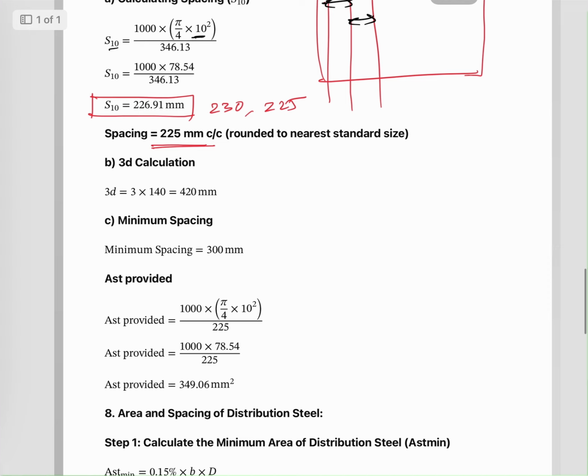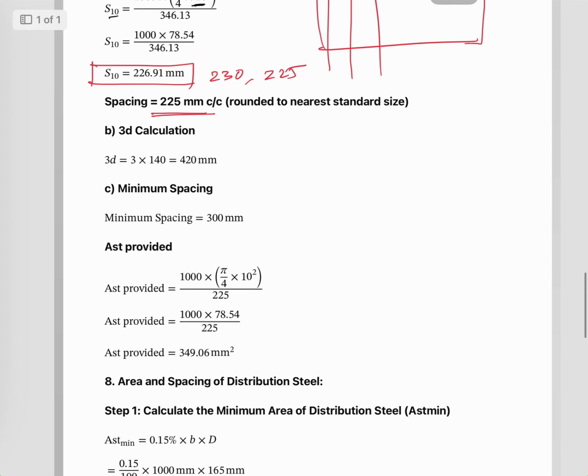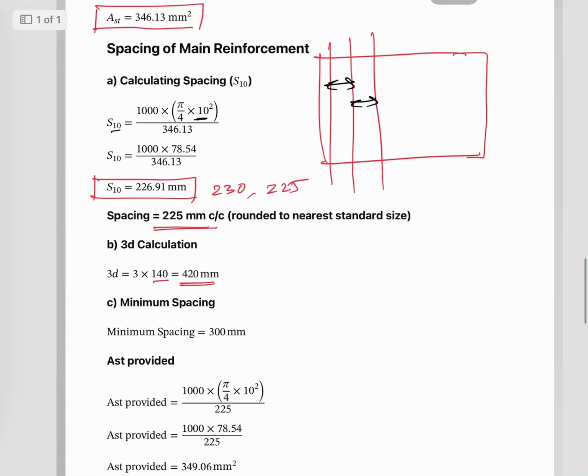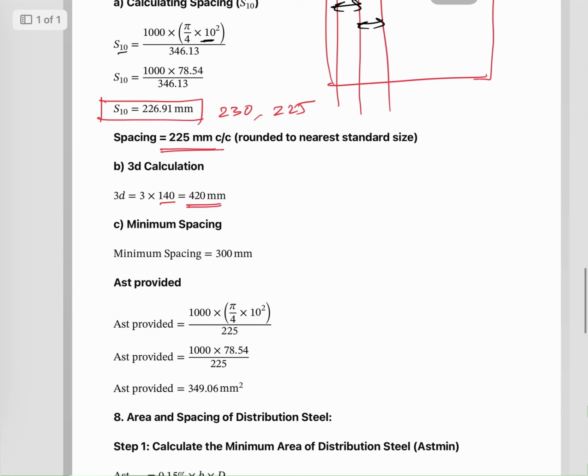Now let's do the 3D calculation. The 3D calculation is very simple: 3 into D. Whatever the dimension of the effective depth, multiply it by 3, and you get 420 mm. Now, what is the minimum spacing? The minimum spacing is 300 mm. Right, that is what we require.